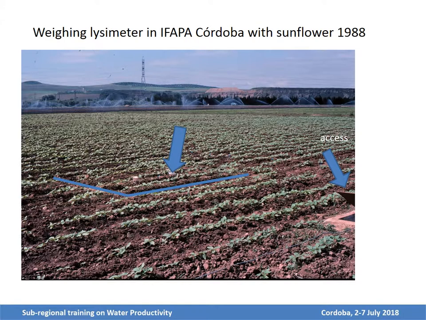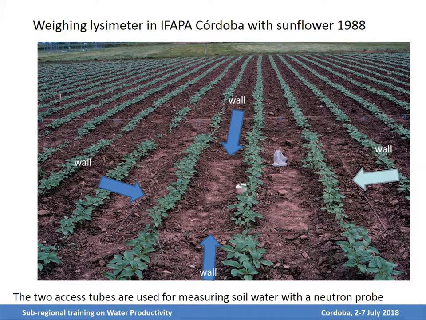Here is a picture of one of the first lysimeters built in Spain. And here we see the blue lines outline or mark the edges of the lysimeter, which is 2 by 3 meters and 1.5 meters in depth. Here we have a crop of sunflower. Here is the hatch for accessing the weighing lysimeter. Another view of the same lysimeter.